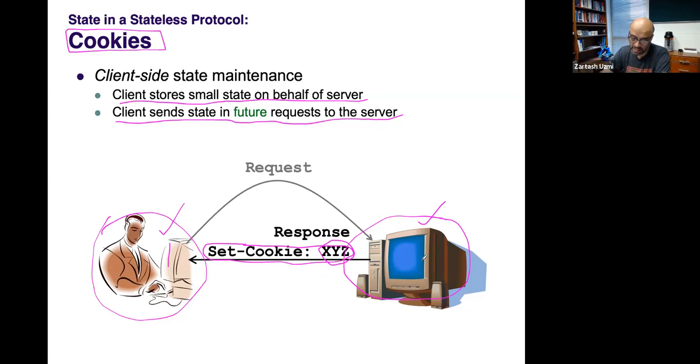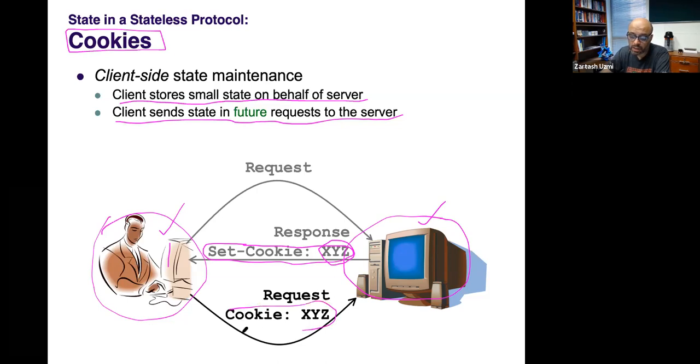So next time when you send an HTTP request to the same server, you will include this cookie information again in the request header. In the request header, you will include Cookie: XYZ, just like you were including your user agent, that my user agent is Mozilla 4.0. In addition to that, you will include this cookie information in the same HTTP request header.